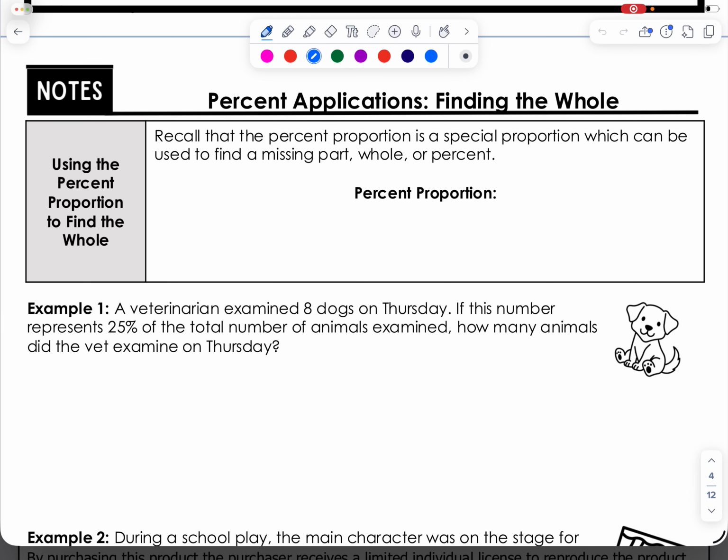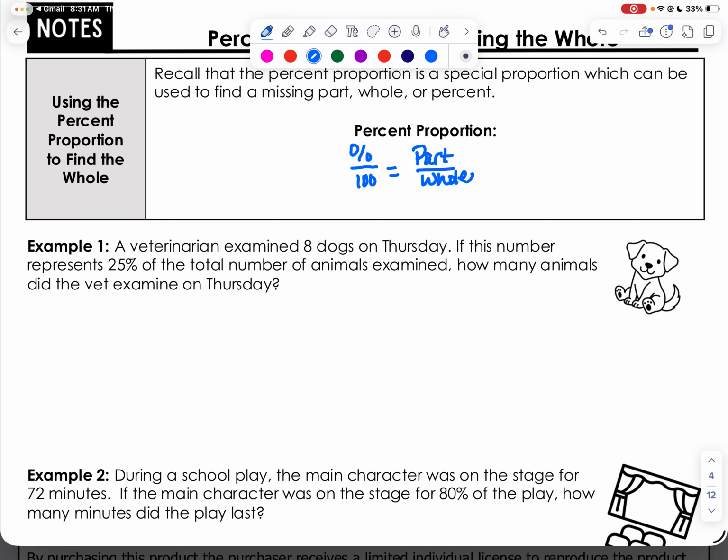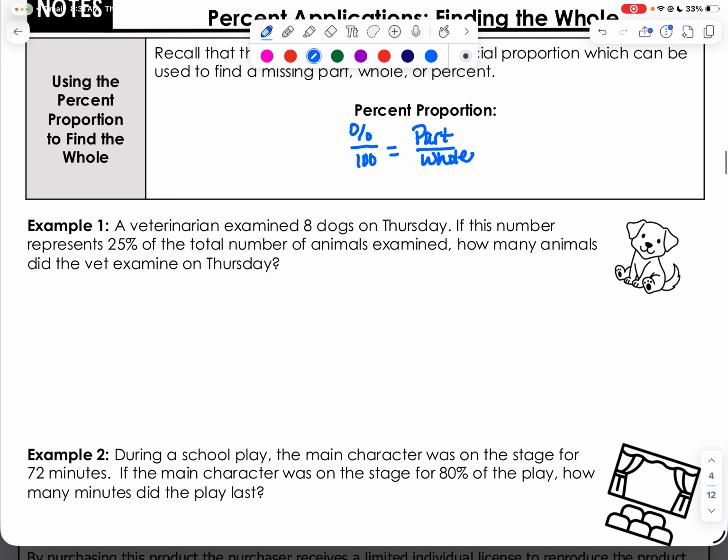In today's lesson, we will be using the percent proportion to find the whole in real-world problem situations. So recall that the percent proportion is a special proportion which can be used to find a missing part, whole, or percent. So recall the percent proportion is percent over 100 is equal to the part over the whole.